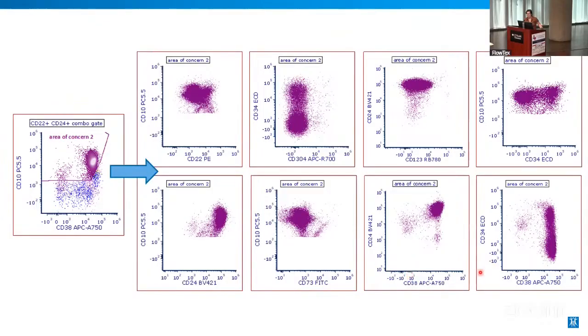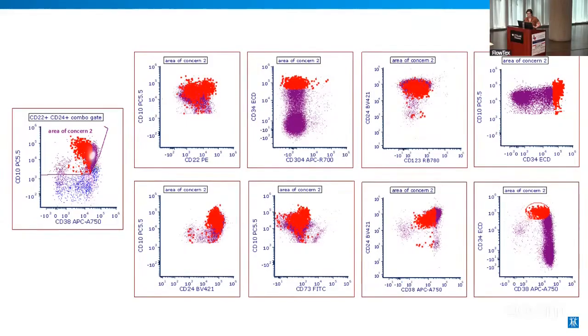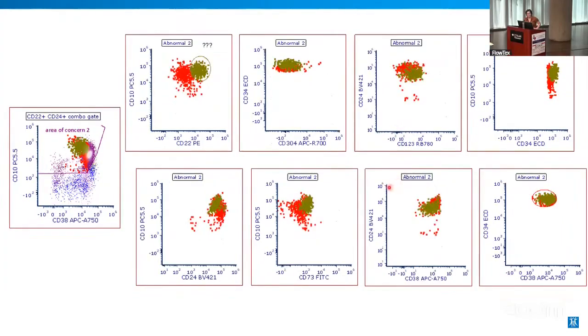Luckily, from tube 1, I knew that our population had bright CD34 and slightly decreased CD38. So I just put a gate here, and you can see it's kind of mixed. I have some other stuff in there, so I'm going to go down a level in my sequential gating.